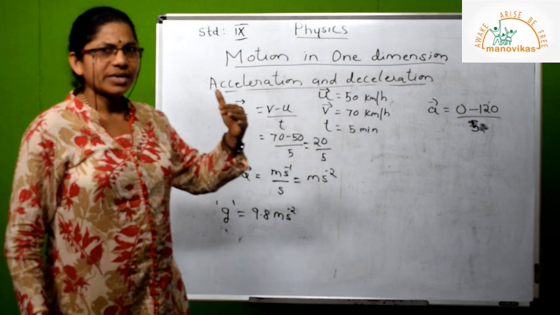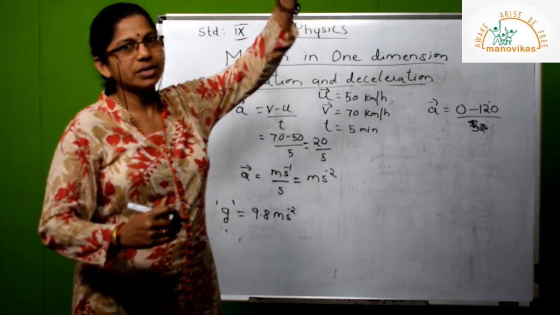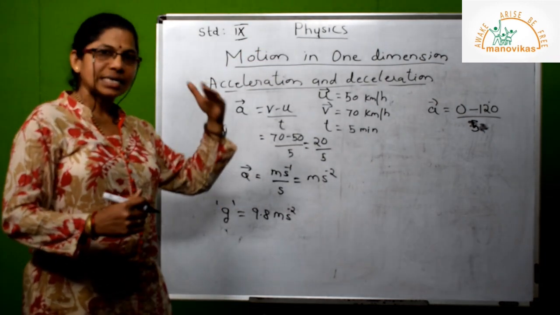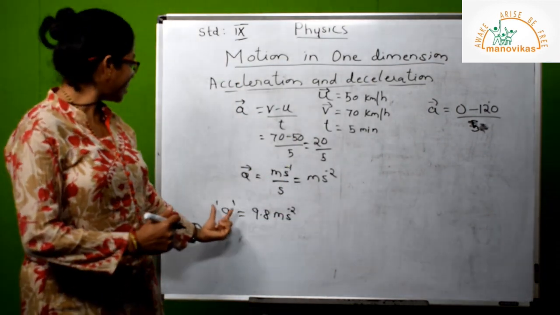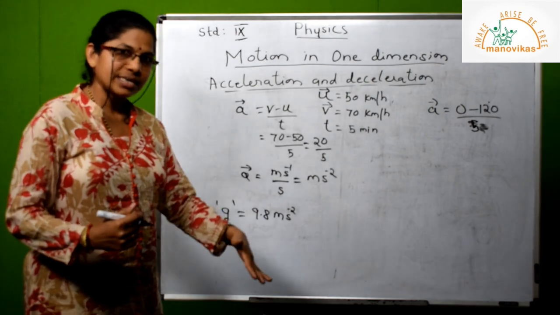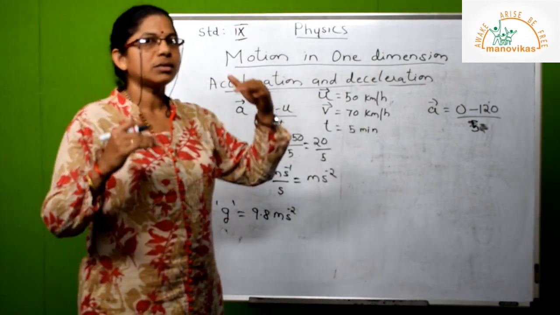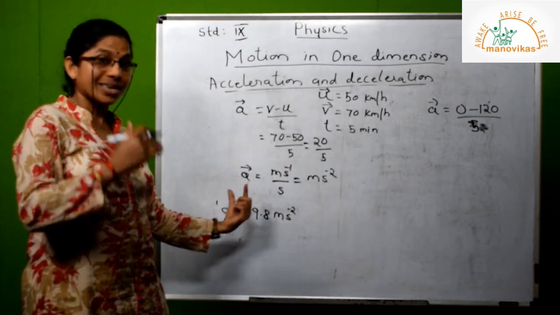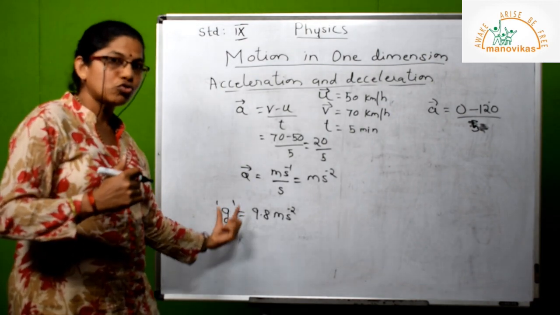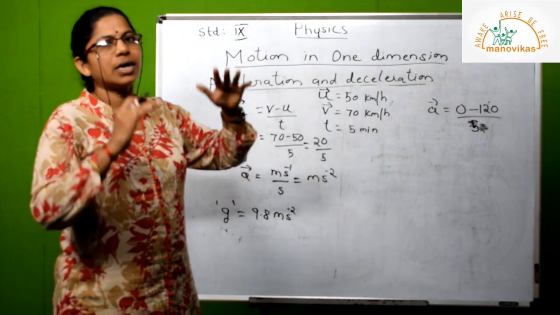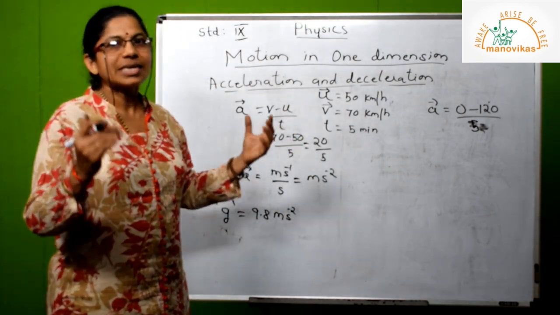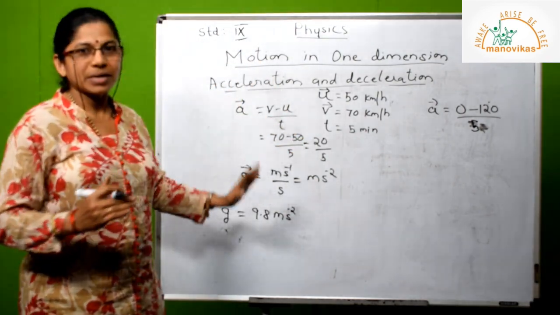As you go higher and higher, the value of g decreases. As you go under the surface of the earth, the value of g also decreases. And it varies on the earth. At the poles, the value of g is maximum, and at the equator it is minimum.